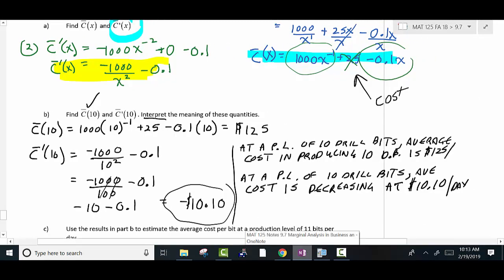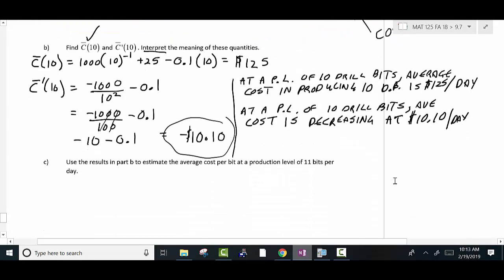Same thing even with part 1. It's $125 per day because that's what the problem says. So the 125 just means at that point in time, you're producing 10 drill bits. It costs $125 a day for that production, okay? And then the marginal is telling you how everything changes. So at this point in time, the cost is decreasing, which is a good thing, right? You want to get to a point in time where your cost is going down per day, if you can, okay?